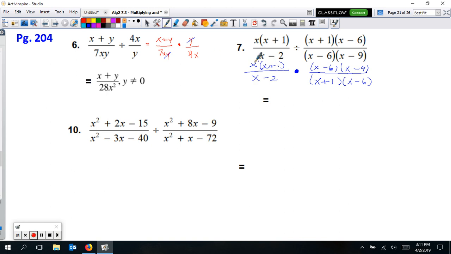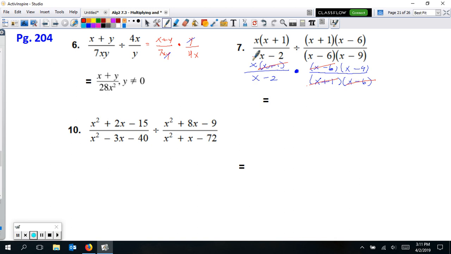We do have a monomial here, but there's no other monomials to cross out. So I can't say I can cancel that x with this x, because this x is a part of the binomial x minus 2. So this is only going to cross out with another x minus 2. But we do have an x plus 1 and an x plus 1 down below here, so those can cross out. We do have an x minus 6 and an x minus 6 here, those can cross out.